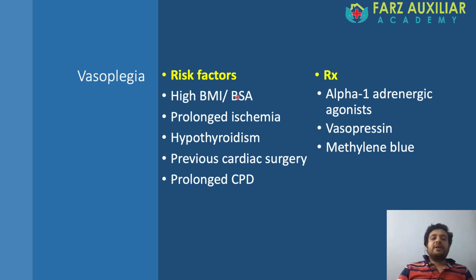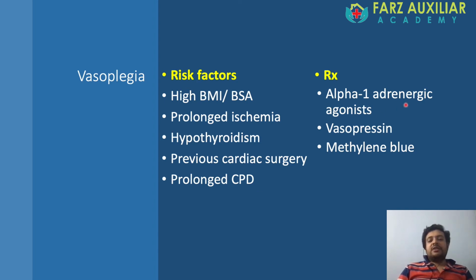So there are several risk factors that have been identified, like a high BMI or body surface area, prolonged ischemia of the harvested organ, hypothyroidism, previous cardiac surgery, prolonged cardiopulmonary bypass. Sorry, it is not CPD, it has to be CPB, cardiopulmonary bypass. They are also identified as a risk factor.